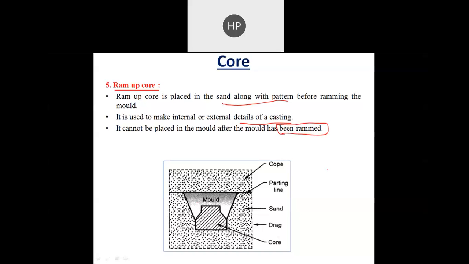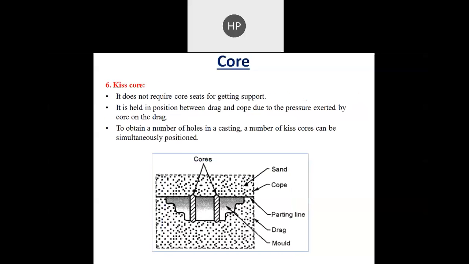If we want to put it, we have to put it along with the pattern when we start our ramming action. So this is known as a ram up core. Then the next one is a kiss core. So it does not require core seats for getting support.